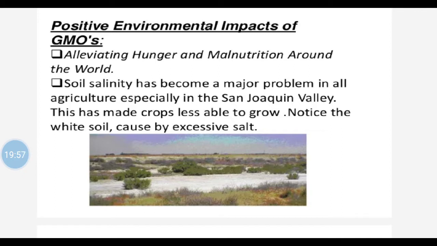You can see in the slide the soil is appearing white, isn't it? And this is because of the excessive salt. Now if such type of soil is there, the growth of the crops will be less, isn't it? There will be no remarkable percentage of the crops, isn't it? So this is called soil salinity. This problem also can be tackled by the GM foods.